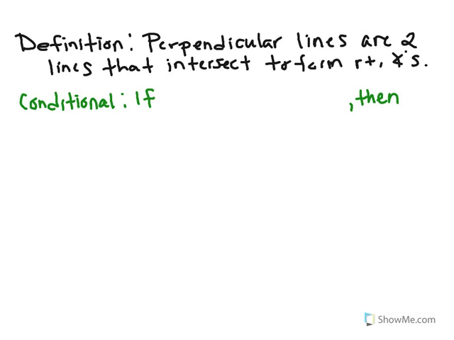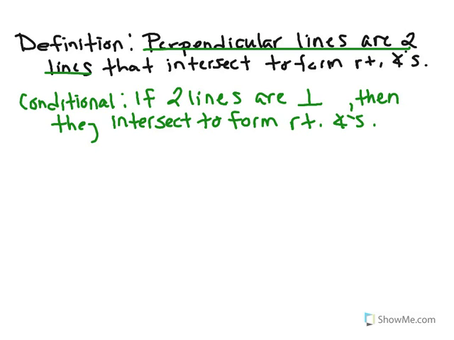Okay, so I would do if 2 lines are perpendicular. And I'm going to use shorthand for perpendicular because it's a long word, and I'm a math teacher, and I'm not a big fan of writing out big words if I can't help it. So I like to use symbols, and that's okay to do in math. So if 2 lines are perpendicular, it actually took care of all of this information right here. So that's good. Then the then part would be that they intersect to form right angles. Alright, so the hard part is done. Conditional statement is finished. If 2 lines are perpendicular, then they intersect to form right angles.